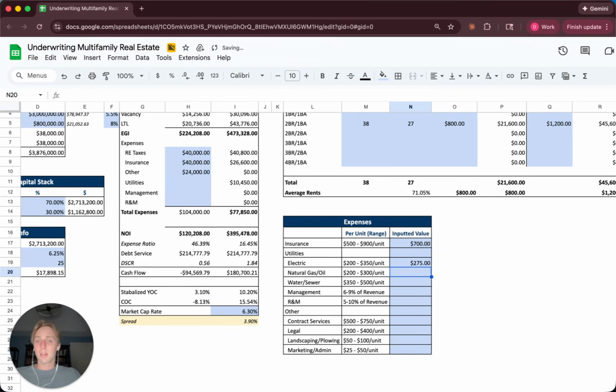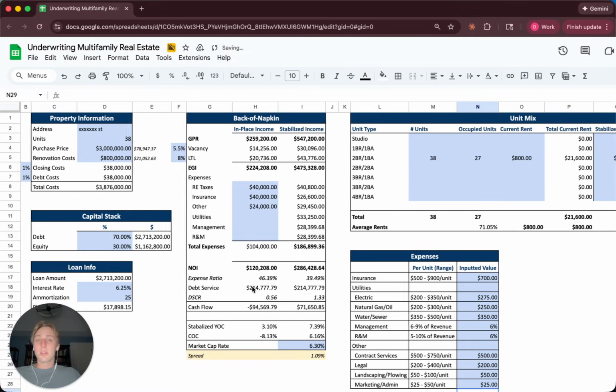Electricity is 275 a unit. Water is 250. Natural gas is, let's say, 350. Management in this market, I usually get like 6%. R&M, I'm only doing 20 grand in rehab, not the heaviest maintenance job, so let's assume 6% for repairs and maintenance. Contract services, let's say 500 bucks, legal 200, landscaping 50, marketing and admin 25.